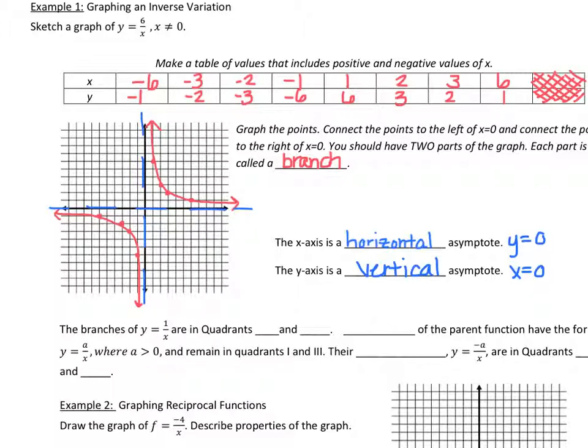Okay. The branches of the parent function are in which quadrants? Do you remember which quadrants are which? Which one's 1? Top right. And then where do we go from there? 2, 3, 4. So I'm going to go ahead and label those just so we have them. So here's 1, 2, 3, and 4.